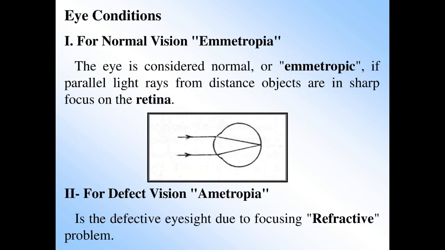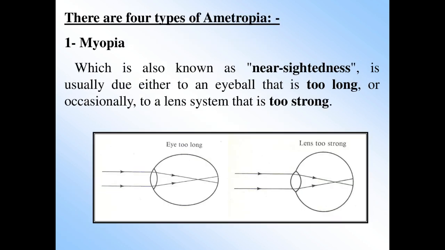I. Conditions. A. Normal vision, emmetropia. The eye is considered normal or emmetropic if parallel light rays from distant objects are in sharp focus on the retina, as shown in this photo. B. Defective vision, ametropia, is the defective eyesight due to focusing refractive problems. There are 4 types of ametropia.